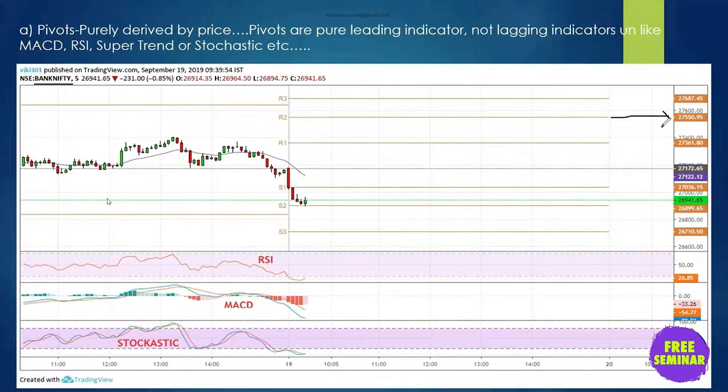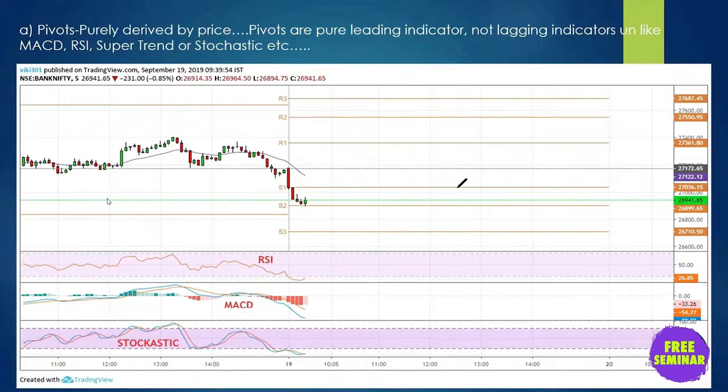Pivot points will not give you a different level because you change the time frame, unlike your indicators. Okay, so that is what I just wanted to tell you, that pivot points, CPR, everything are stagnant. They will not change their levels because you change your time frame. But indicators can be different on different time frames.